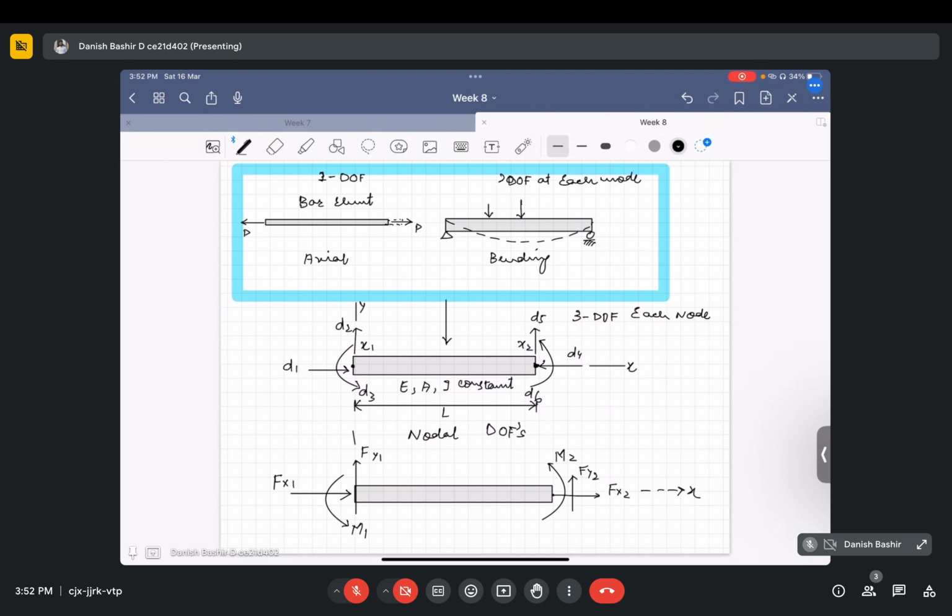Now, this is applied forces. For example, it's also subjected to some uniformly distributed load q. So these are the applied nodal forces and the UDL.